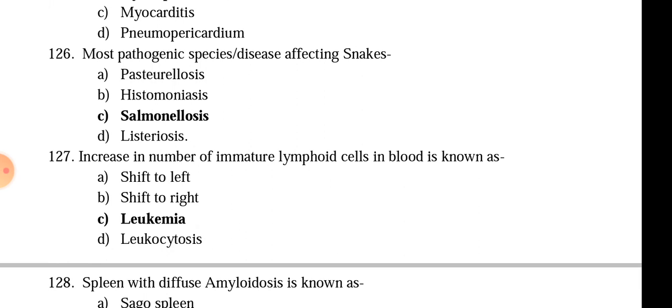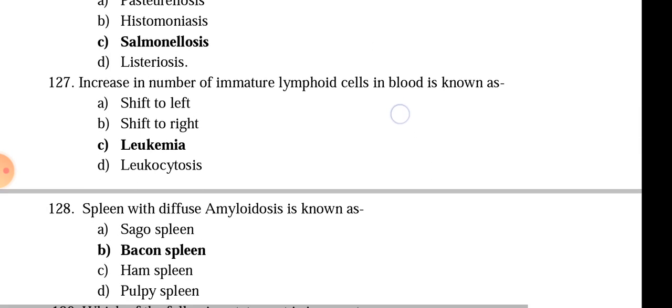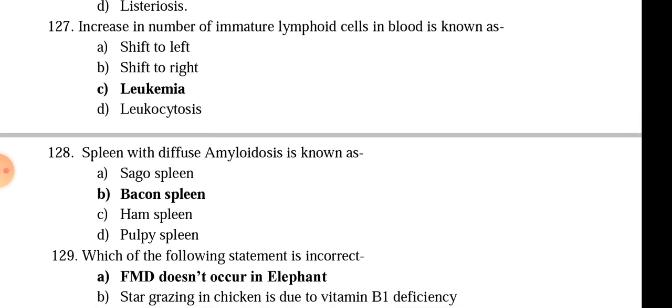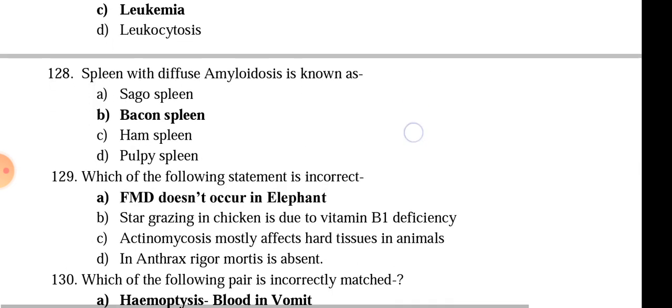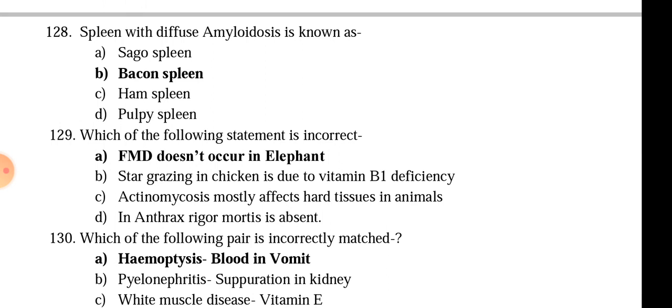Increase in number of immature lymphoid cells in blood is known as leukemia. Spleen with diffuse amyloidosis is known as bacon spleen. Which of the following statements is incorrect? FMD is observed in elephants, and the correct statements are: star gazing in chicken is due to vitamin B1 deficiency, actinomycosis mostly affects heart tissues, and in anthrax rigor mortis is absent.